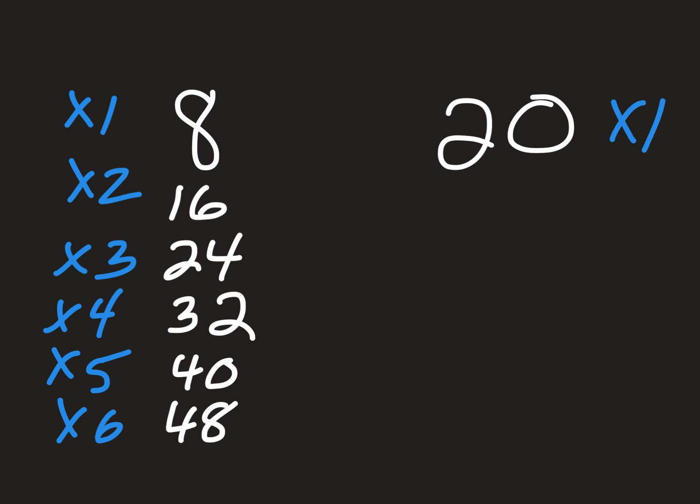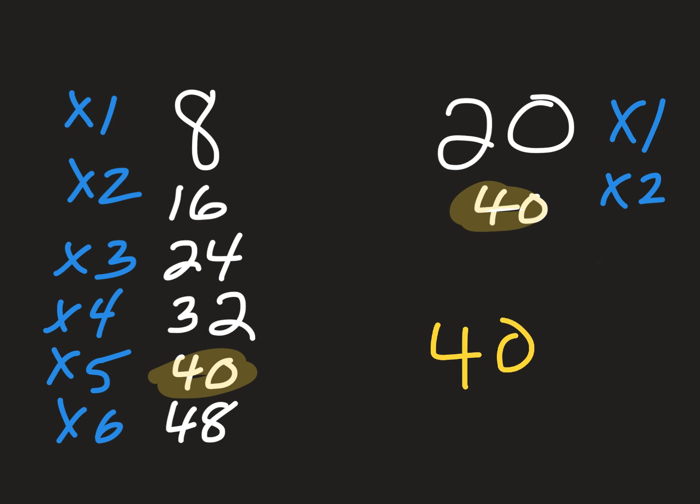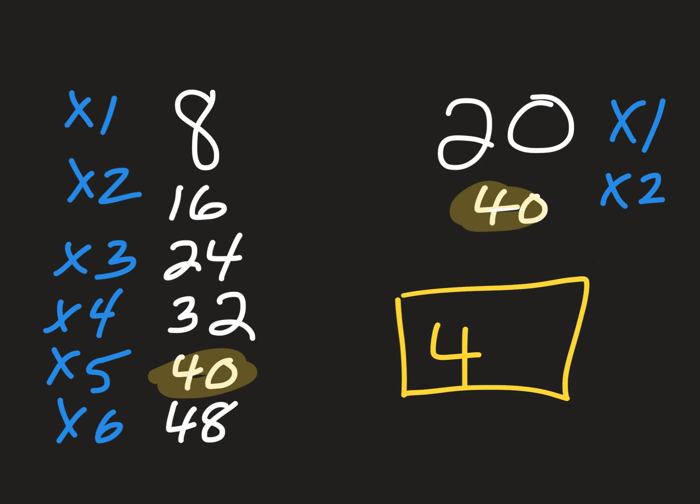So 20 times 1 is 20. 20 times 2 is 40. 20 times, oh, and actually I can stop, right? Don't even need to go any farther because we've got 40 and 40. So that means the answer for number 3 should be 40 for the least common multiple.